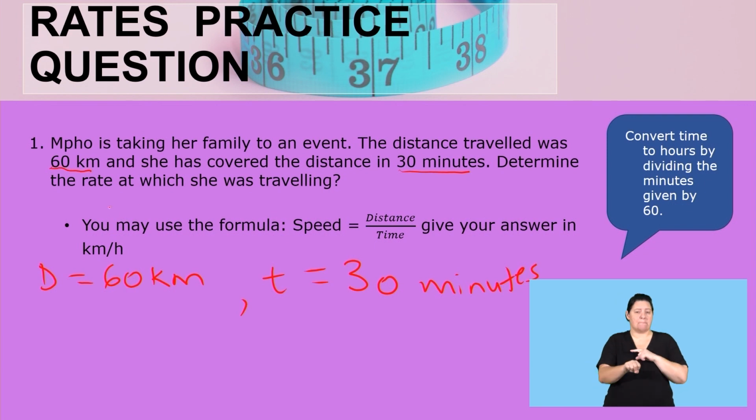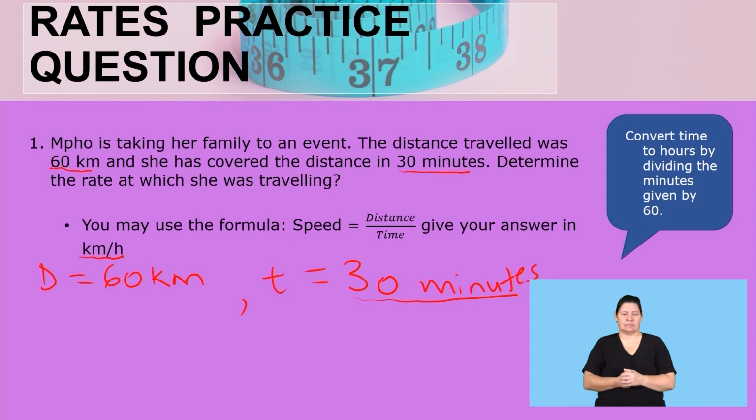Determine the rate at which she was traveling. You may use the formula speed equals distance over time. Give your answer in kilometers per hour, meaning you need to convert your time to hours first before we can calculate. So let us convert our time to hours. There's a clue here to say when you convert your time to hours, divide the minutes given by 60.